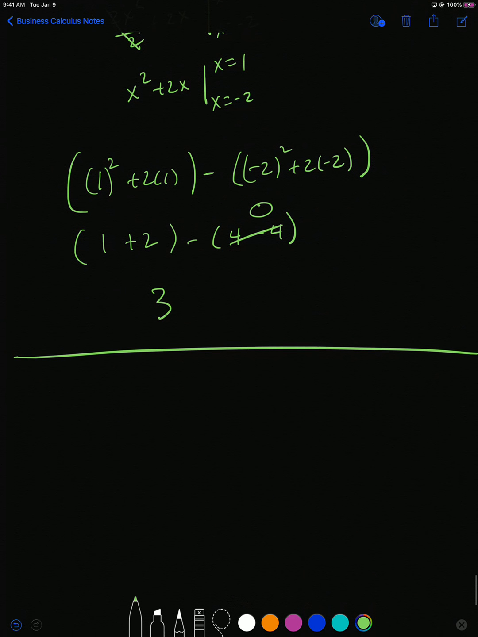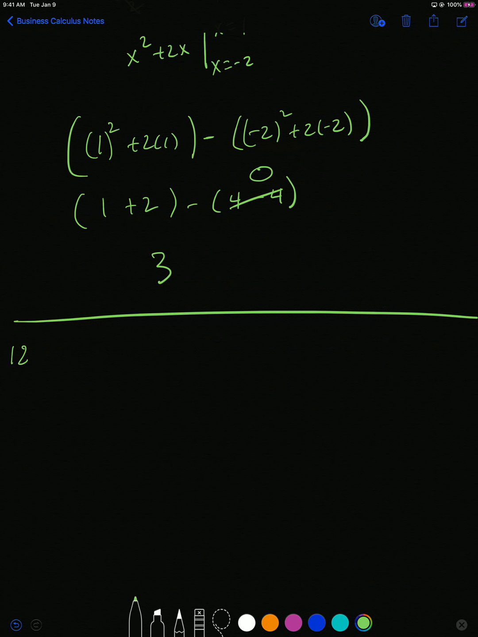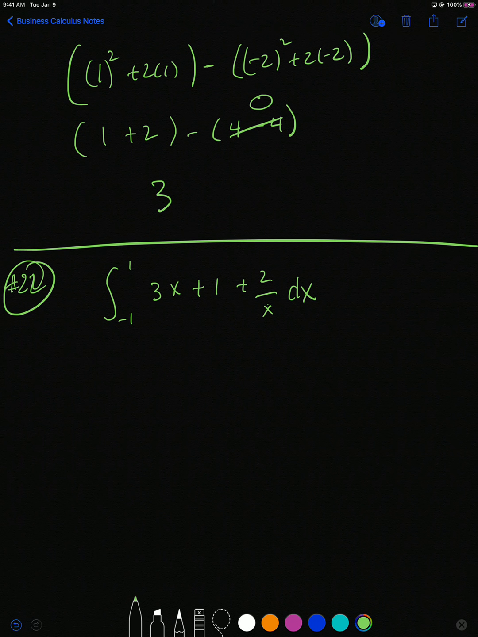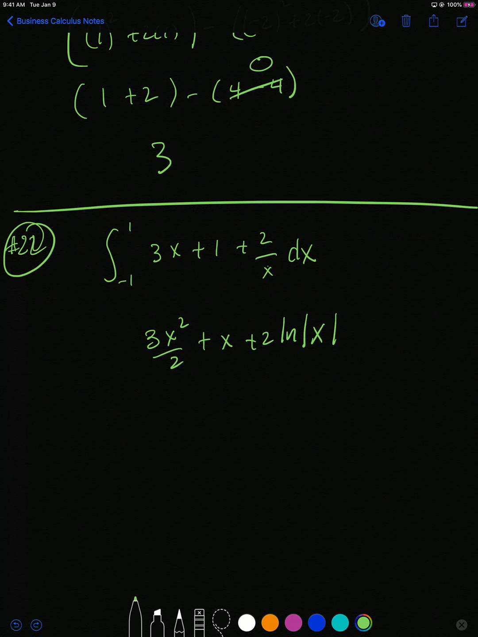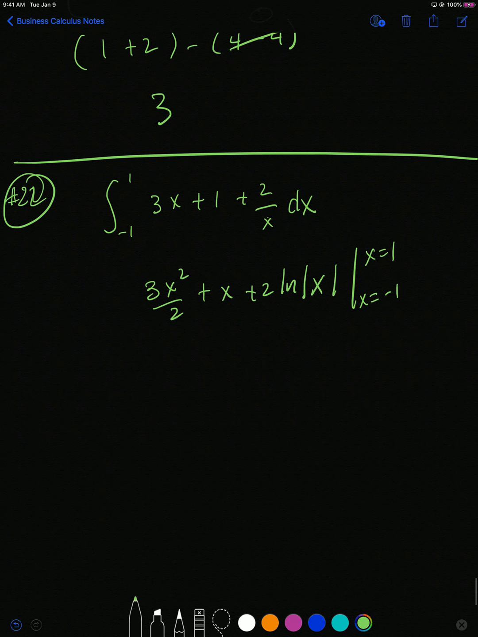Number 22. I am integrating from negative 1 to 1 of 3x plus 1 plus 2 over x dx. That's going to be 3x squared over 2 plus 1x plus 2 ln absolute value of x plus c. Again, don't miss it: single x in the denominator. Got to be careful. Oh, but no plus c though. I have to plug in x equals 1, plug in x equals negative 1, and subtract the answers.